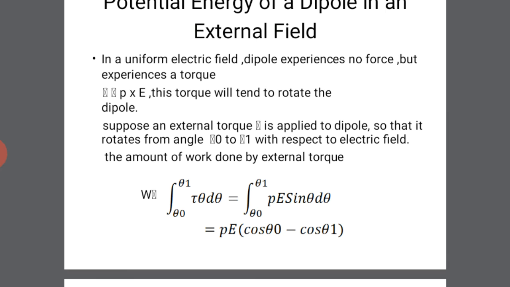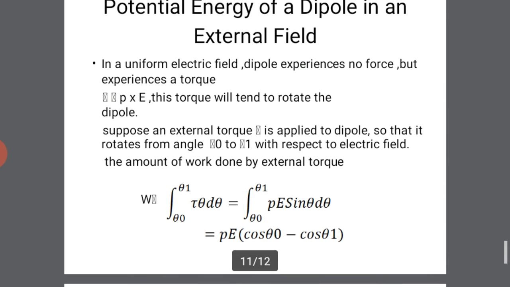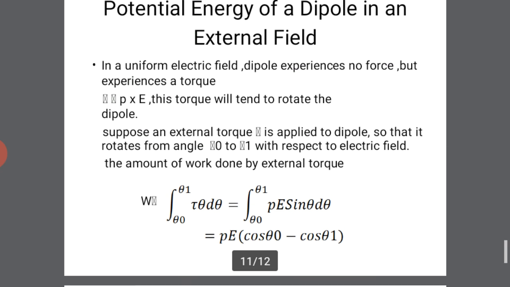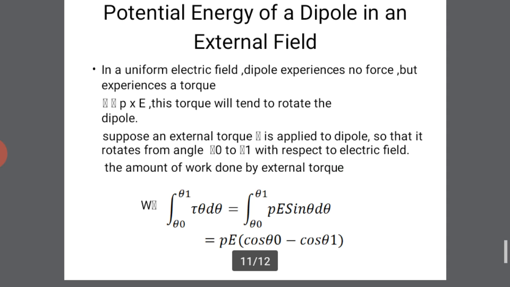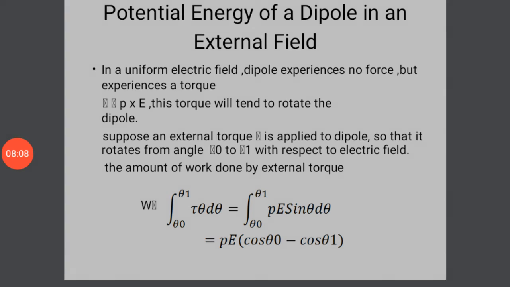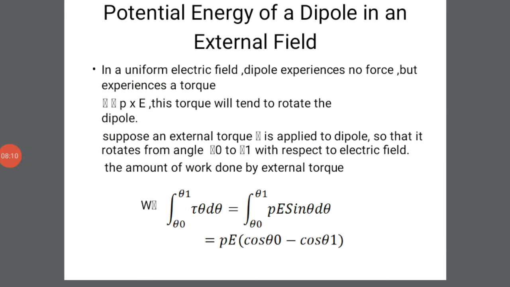Let the torque be applied to the dipole so that it rotates from angle theta naught to theta 1 with respect to the electric field. Then the amount of work done by the external torque will be W equals the integral from theta naught to theta 1 of tau theta d theta. On solving, we will get PE times cos theta naught minus cos theta 1. This is the formula for potential energy of a dipole in an external field.